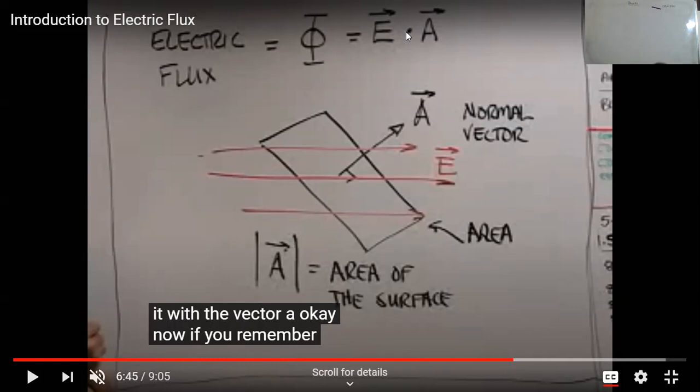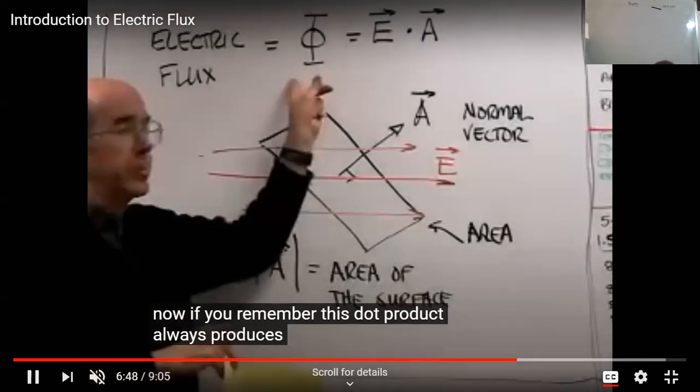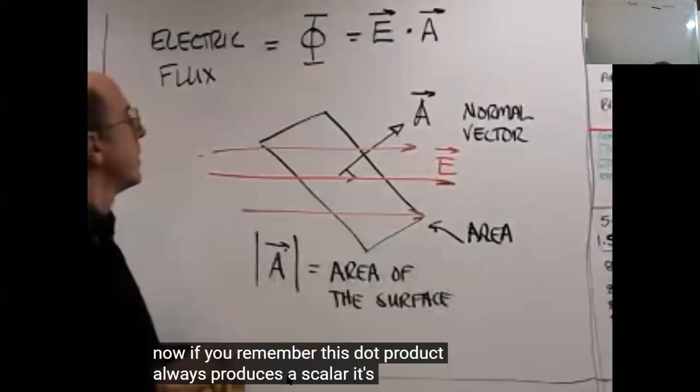So it will be a scalar, right? This is the scalar product. Electric flux is a scalar. Whenever we get a scalar by multiplying two vectors, we call it a dot product or a scalar product. Dot product always produces a scalar.